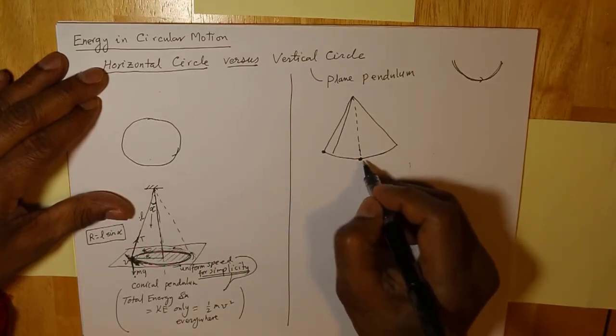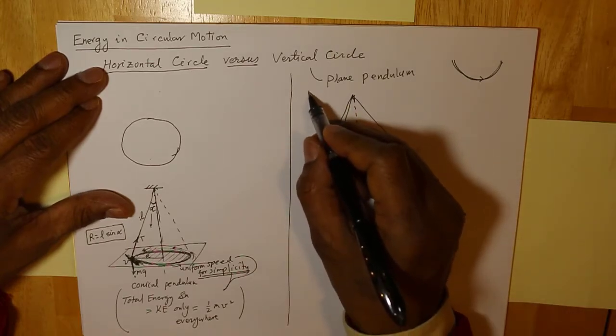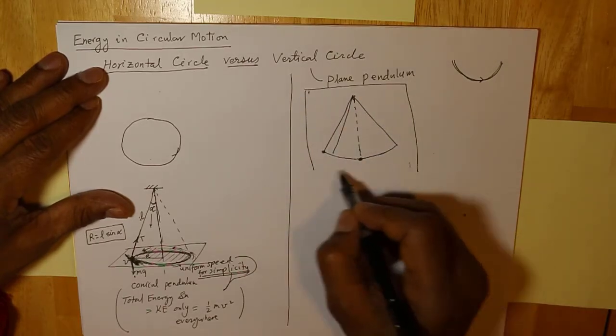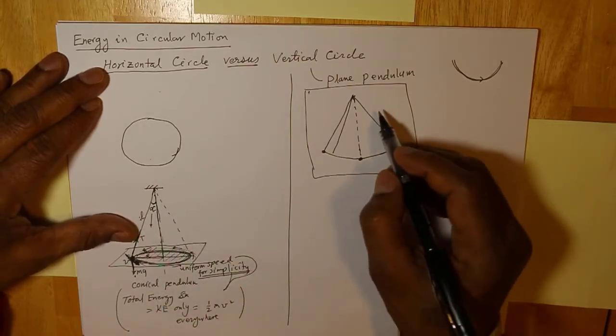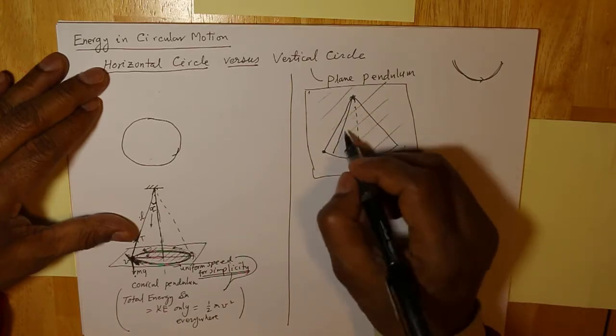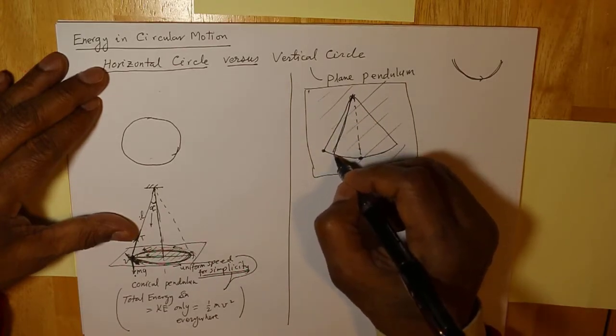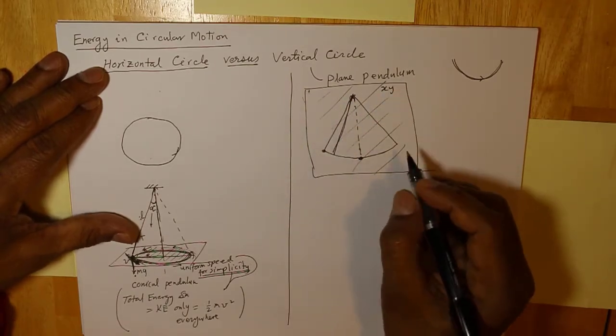So let's see. This time the motion is all in this plane. Here the motion was not in one plane. Here the motion is all in this plane. So if this is the XY plane, then the motion is all in the XY plane.